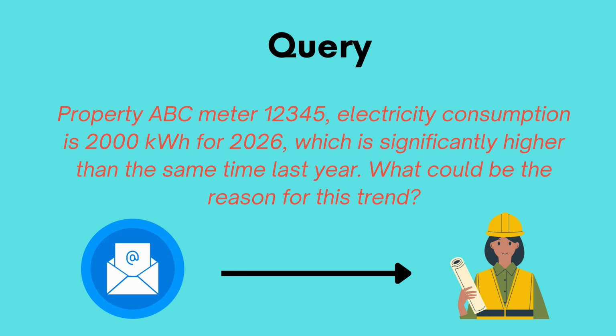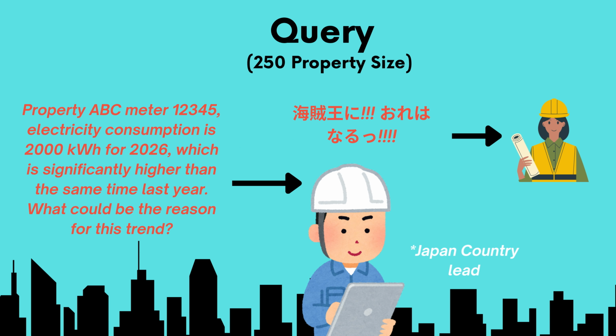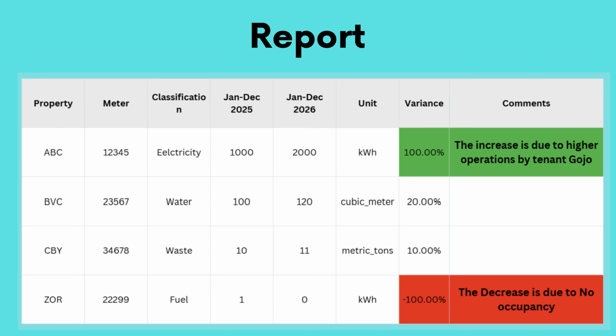If the property list is small, you can directly contact the property manager. If it is large or involves different languages, you reach out to the country lead. They help translate and resolve faster. Once the queries are resolved, you include the explanation in your reports.